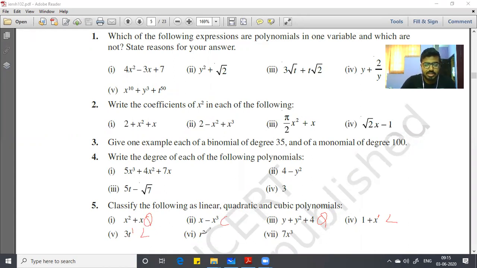1 plus x raised to 1 है, highest x raised to 1 है, तो ये क्या होएगा? Linear. 3 raised to 3t, so t raised to 1, so this is also what? Linear. r square है, 2 है, तो क्या हो जाएगा? Quadratic. x cube, so क्या हो जाएगा? Cubic. So that is the answer. You have to write the whole thing: quadratic, cubic, quadratic, and in that manner, linear and all that. Okay, so we'll go into the next topic.